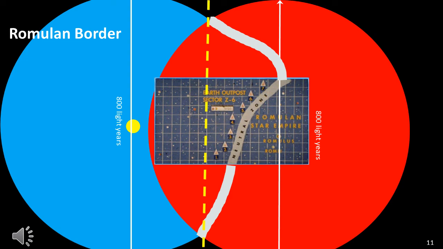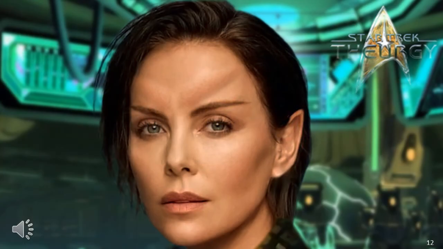This is a map dated 2264. The areas controlled would have been smaller before the war in 2150. In 2150, both sides would have been about 200 light years in all directions from their capital planet, or half the size compared with 2260 at 400 light years in all directions, as shown here. Earth must have pushed the border back into Romulan territory when the war ended.